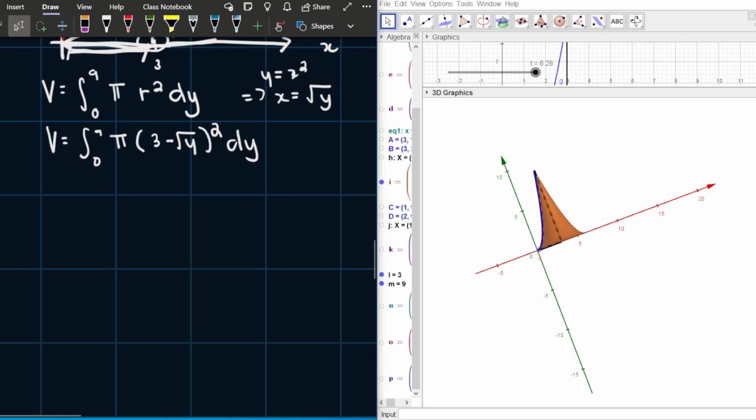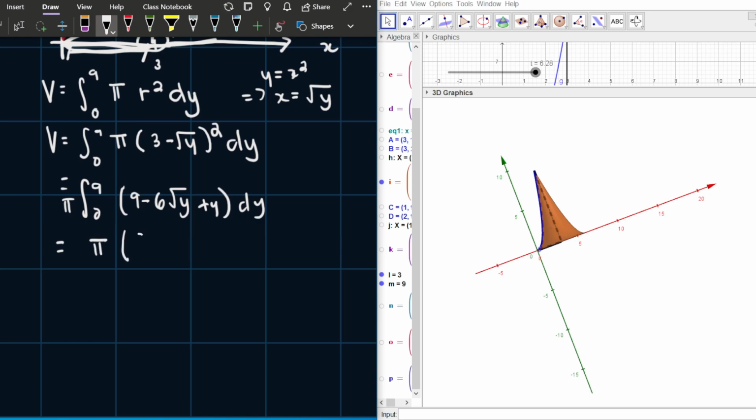Okay, solving this part here, we have the definite integral from 0 to 9. Labas ko yung pi. Simplify, we have 9 minus 6 square root of y plus y dy. We apply FTC2. Pi times 9y minus 4y raised to 3 halves plus y squared over 2. We evaluate this from 0 to 9.